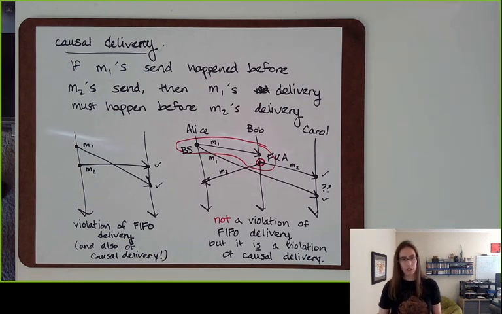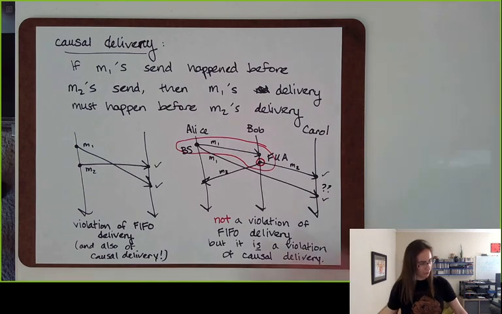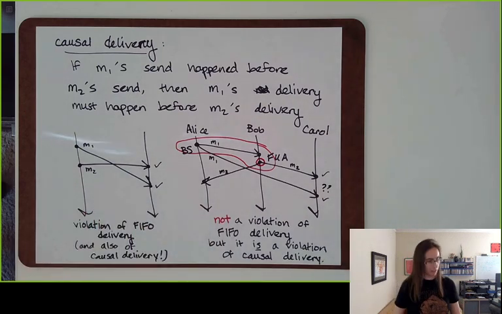Somebody asks, so FIFO delivery is a subset of causal delivery. That's right, yeah. So if you're guaranteeing FIFO delivery, you're ruling out some of the violations of causal delivery, but not all of them.